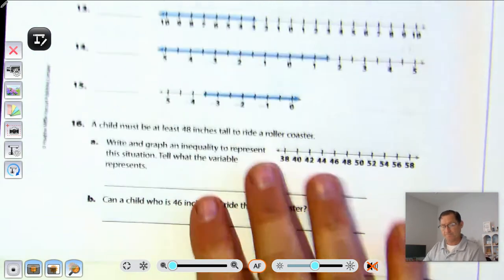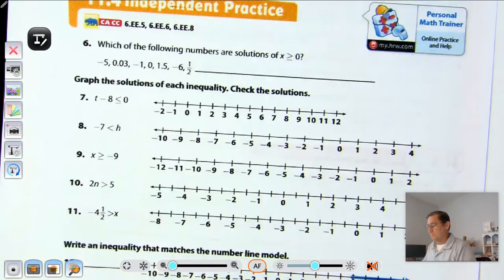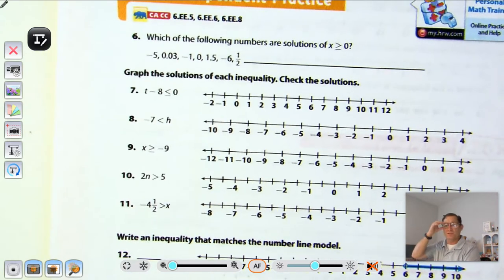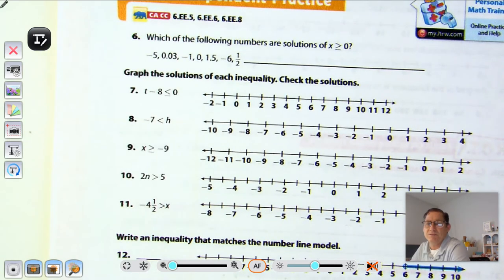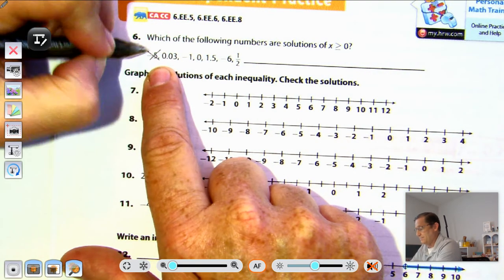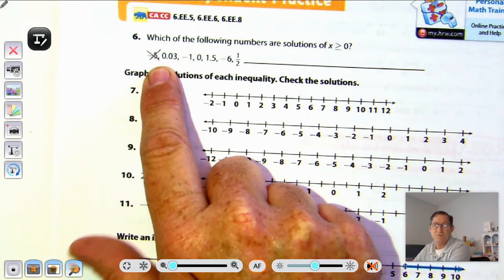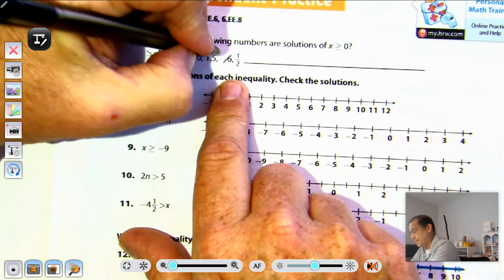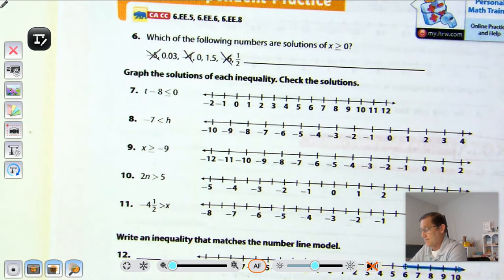All right, 325. Which of the following numbers are solutions of x greater than or equal to 0? So we want anything that's 0 or to the right. Well, that eliminates any of the negatives. Negatives are to the left of 0. So I'm going to cross out all the negatives because those cannot be solutions. Everything else can be a solution because everything else is equal to or greater than 0.